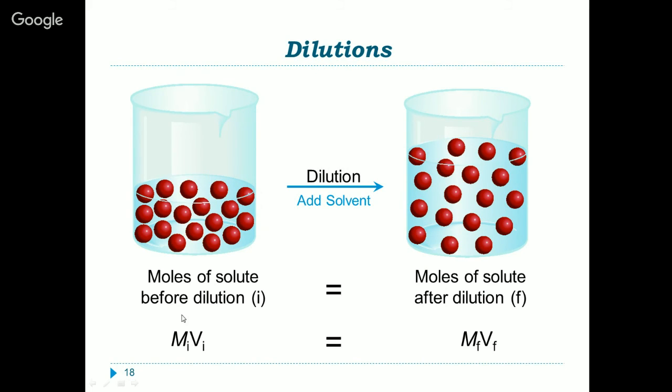So this big capital M here represents molarity, and then my V is for volume. So my initial molarity times my initial volume is going to equal my final molarity times my final volume. Now, when we look at this, on this side of the equation, this value will be bigger than this value. My concentration before I do a dilution is higher than when I finish the dilution.